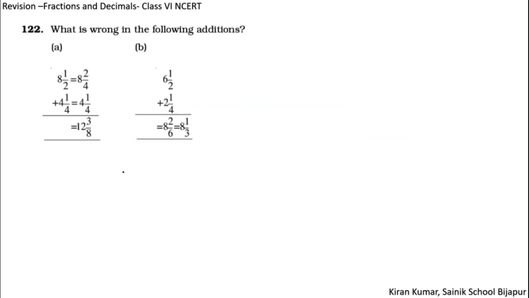Question 122. What is wrong in the following addition? 8 1/2 is equal to 8 2/4. 4 1/4 is written as such, and addition is done here. Here 8 plus 4 is written as 12. 2 plus 1 is written as 3. 4 plus 4 is taken as 8. Is this a correct addition?